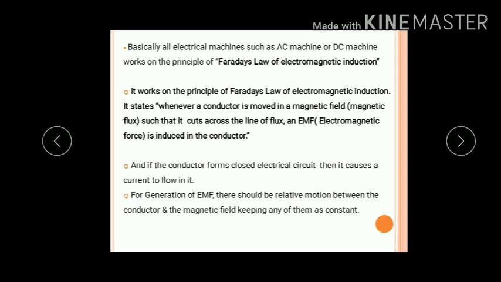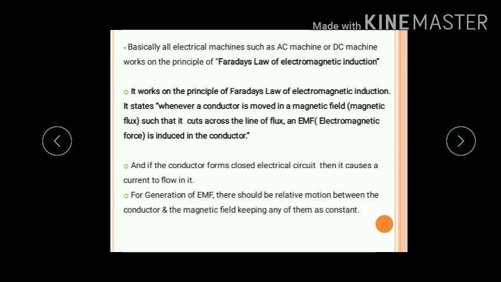So here the magnet is moving, the coil is stationary. Now I'll keep the magnet stationary and move the coil towards the magnet. When I move the coil towards the magnet, there is an EMF induced in the coil. There is a deflection observed. But when I move away from the magnet, there is a deflection observed in the opposite direction. So in order to generate an EMF, there should be a relative motion between the magnet and the coil, keeping either of them constant.